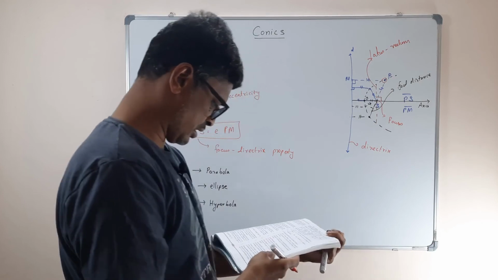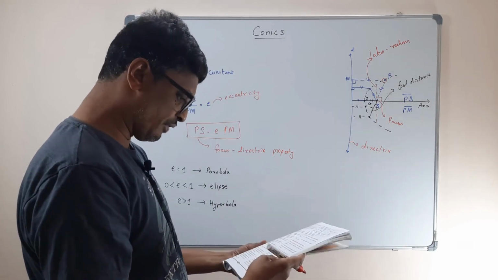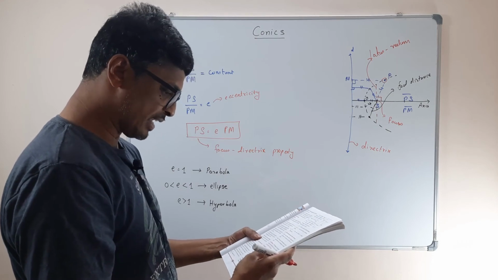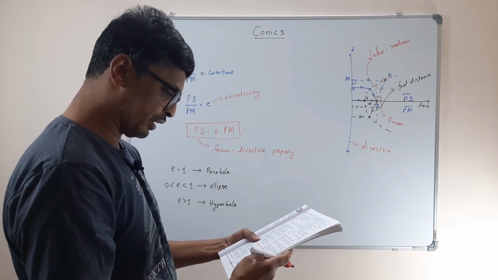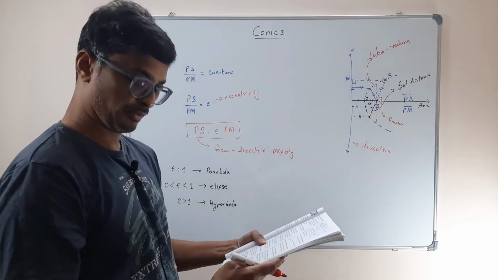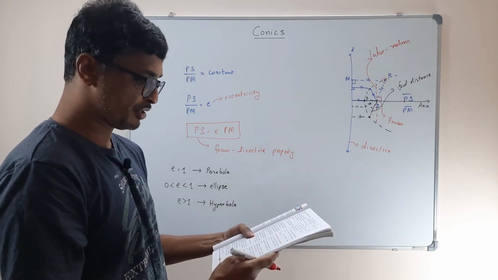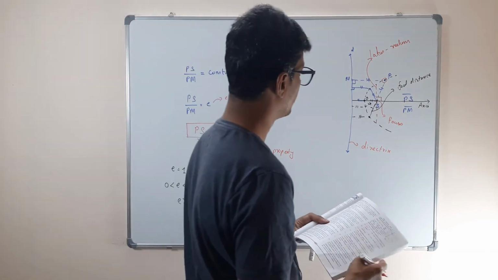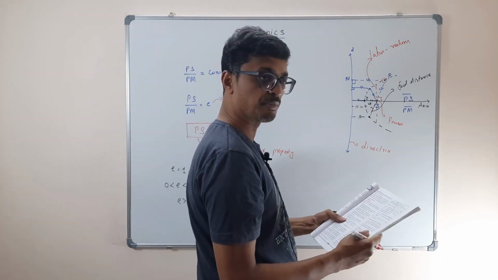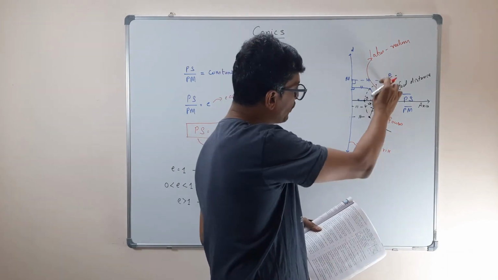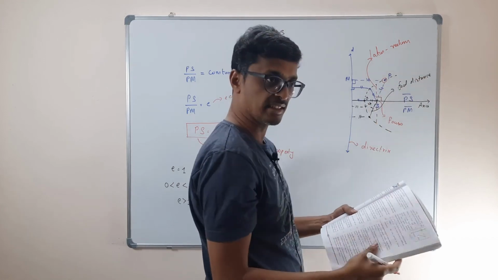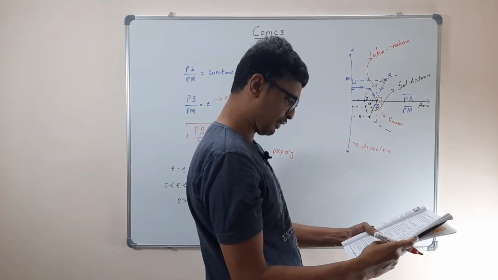And then the center of a conic: the point which bisects every chord of a conic passing through it is called the center of the conic. A point which bisects every chord, and every chord passes through it. So you draw all the chords, and the point which bisects them is called the center of the conic.